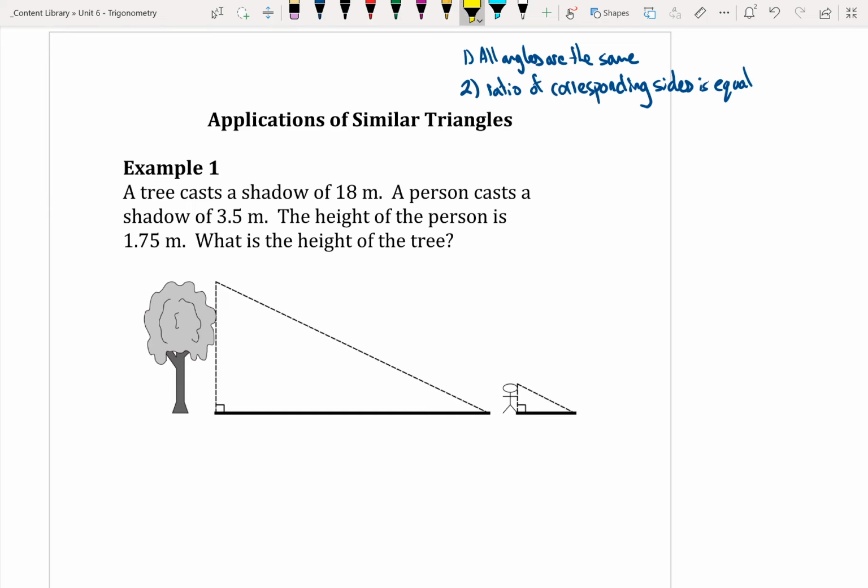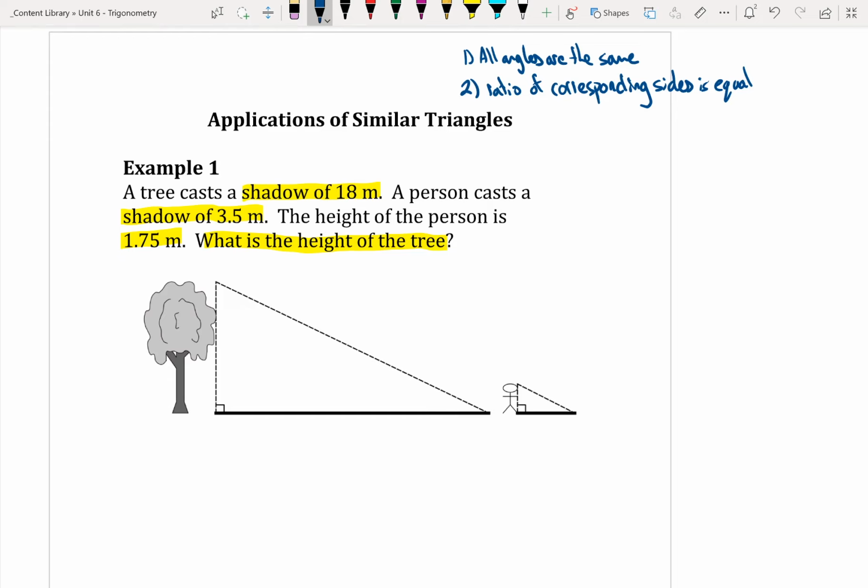So let's go back, reread the question, highlight some important information that we can then put into our picture. So a tree casts a shadow of 18 meters. That's important. A person casts a shadow of 3.5 meters. Again, that's important. The height of the person is 1.75 meters. And we want to know what is the height of the tree. Again, that doesn't give us any information, but it's important to know because that's what we're trying to solve.